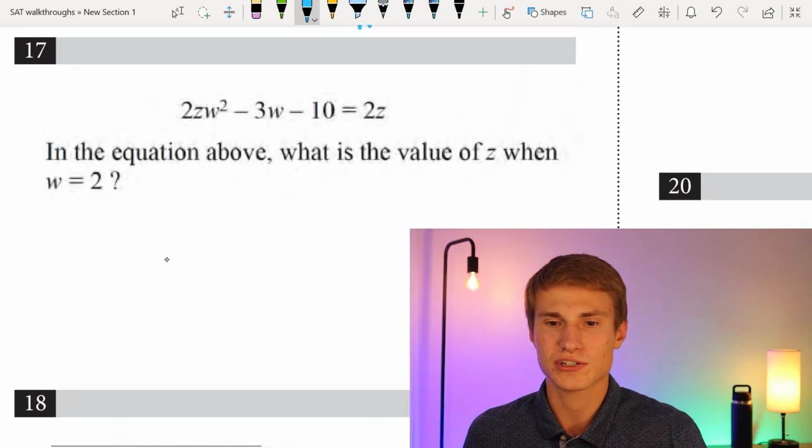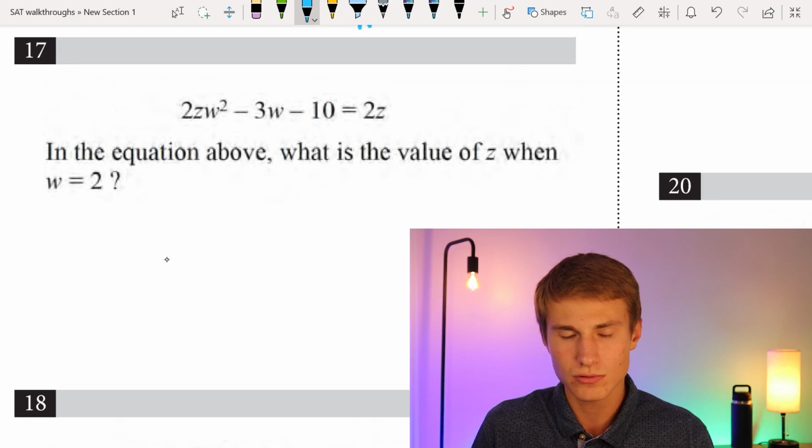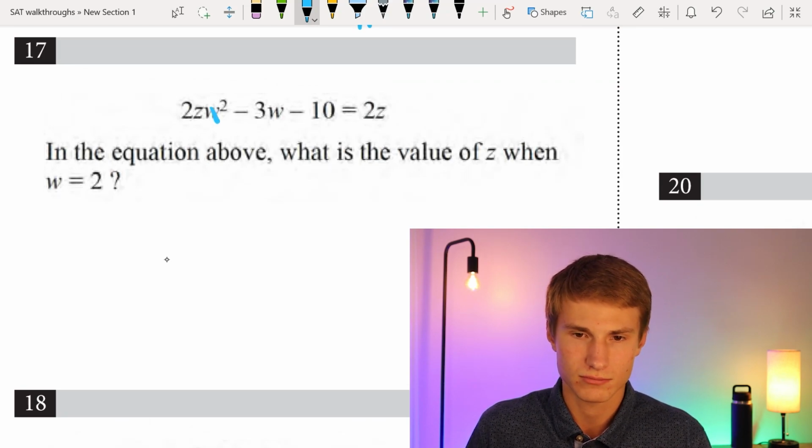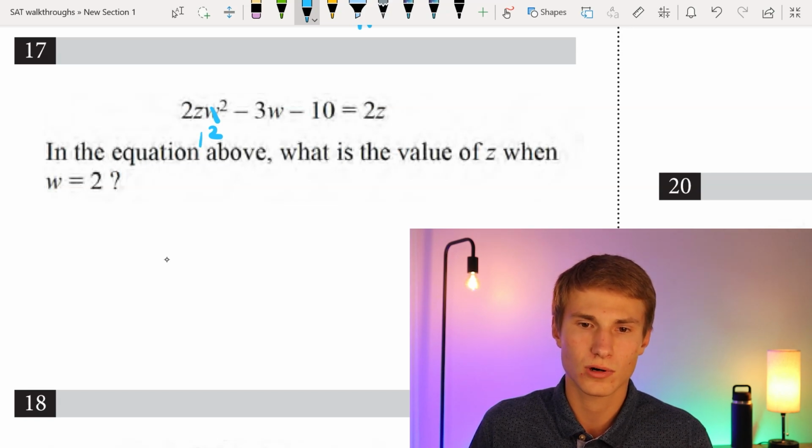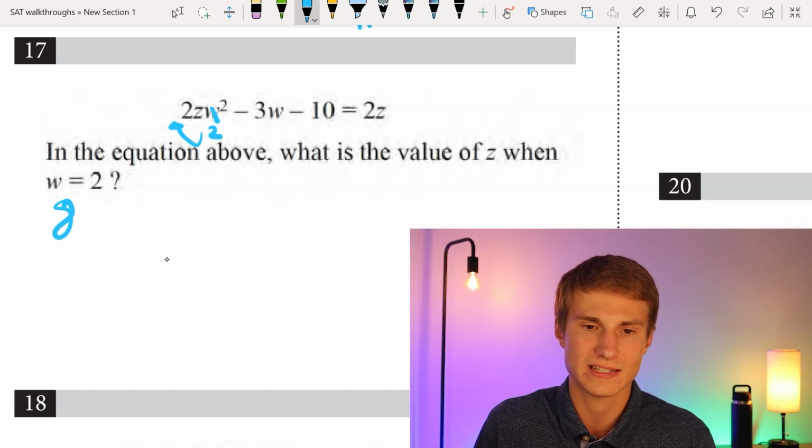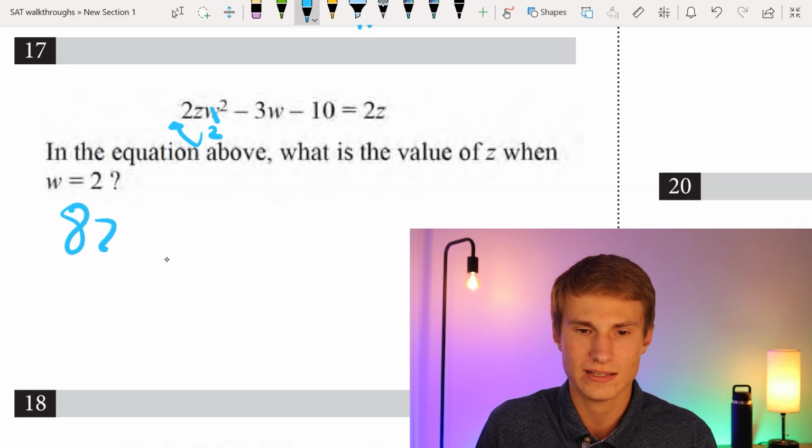All right, number 17. In the equation above, what is the value of Z when W is equal to 2? All right, well, we're just going to plug in 2 for W then, obviously. So W squared is the same as 2 squared. That's going to give us 4. 4 times this 2 out in front. That's going to end up giving us 8Z. So I'll go ahead and write that down. We're going to have 8Z.